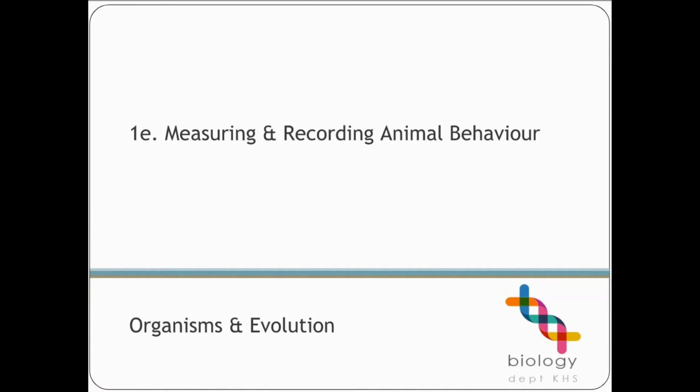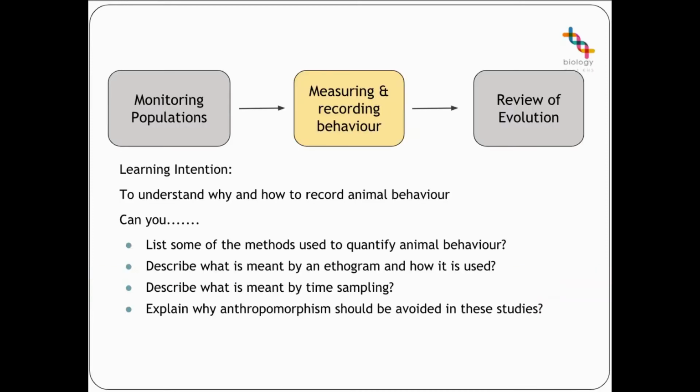Welcome to this lesson for Advanced Higher Biology, which today is looking at measuring and recording animal behaviour. Prior to now, we've looked at how you can monitor the population of a particular species, and what we're going to be looking at today is how we measure and record those species' behaviours, before we move on to our next key area, which is all about evolution, and we'll start with a little review of that. So today's lesson we're looking to understand why and how to record animal behaviour.